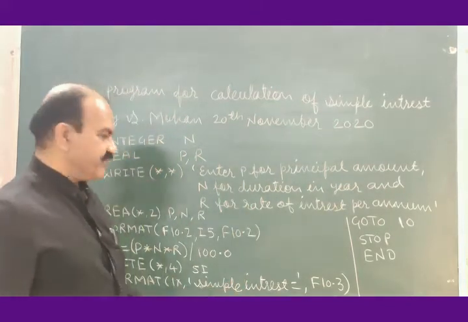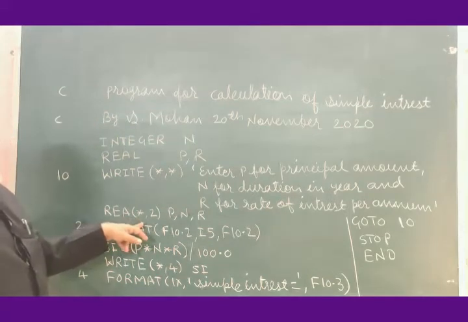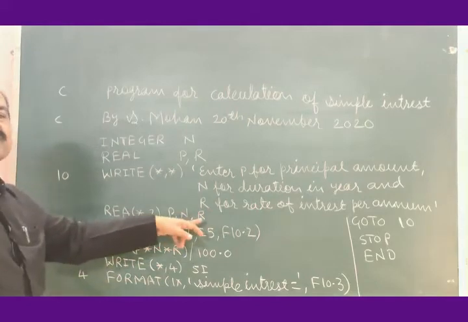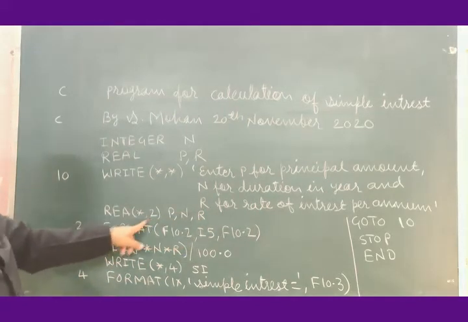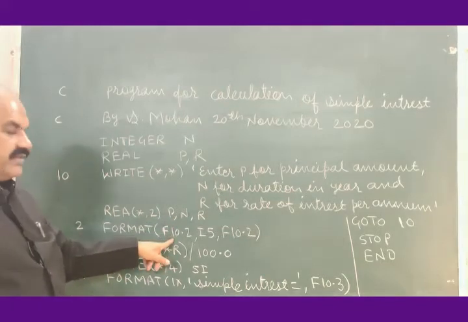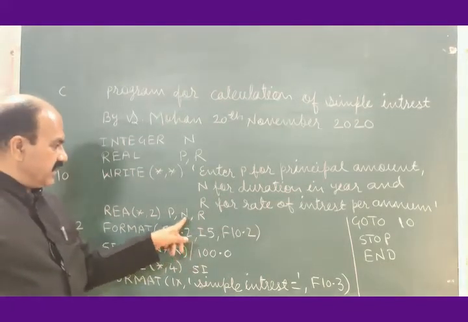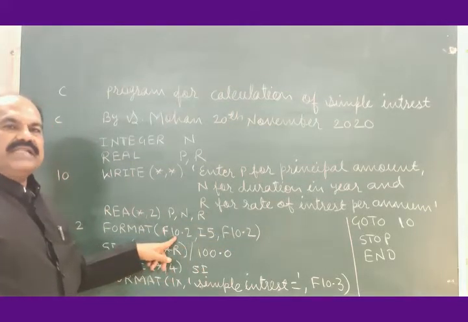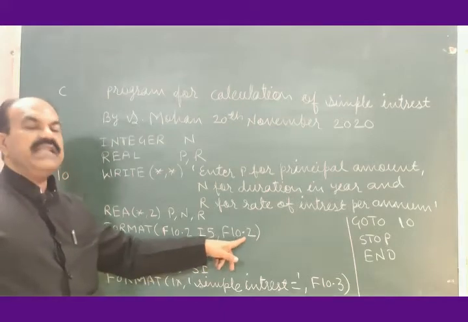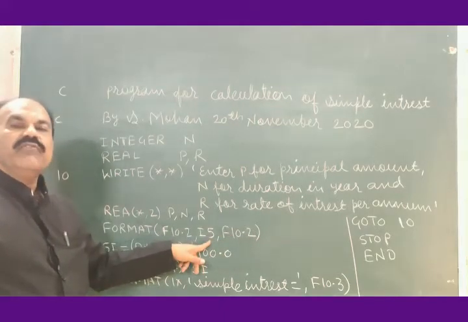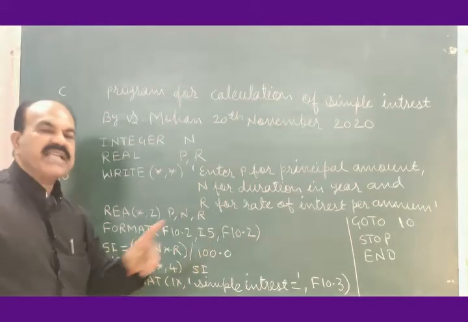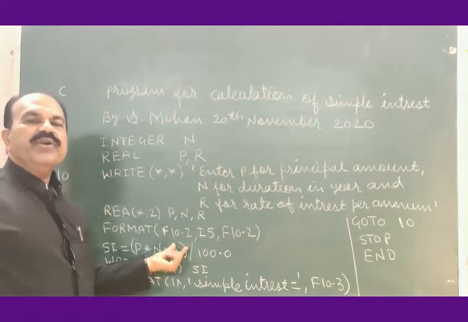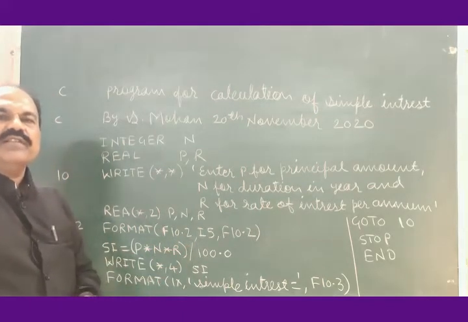Read asterisk comma 2. P, N, R are the variables, and these are to be read in this format, that is: P real, N integer, R real. Total width 10, decimal width 2, width 5, total width 10, decimal width 2. These are the maximum widths, it is not necessary to provide the number in 10.2. It may be 4.1, 3.2, etc.